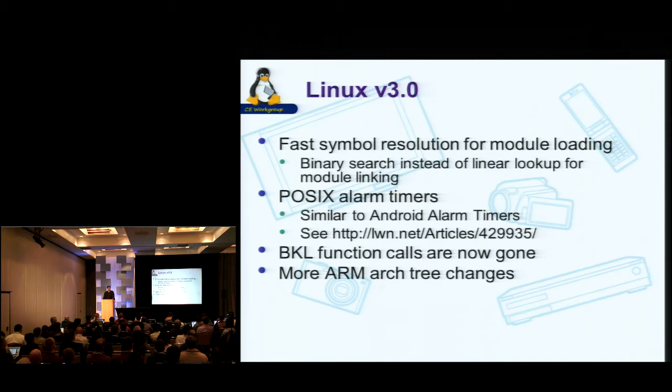In 3.0, we saw a little feature, but kind of a welcome one: fast symbol resolution for module loading. It used to be that there was a linear lookup to do the name resolution for the linking for modules, and now that's a binary search.